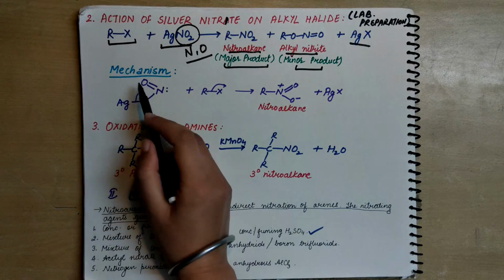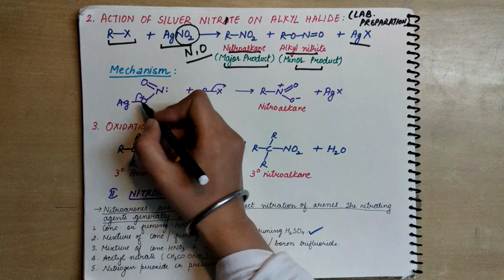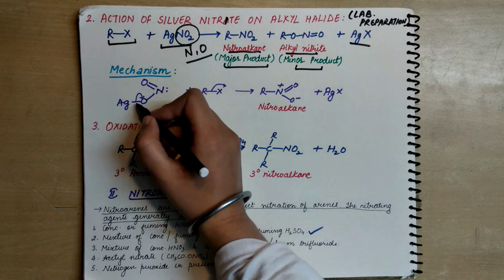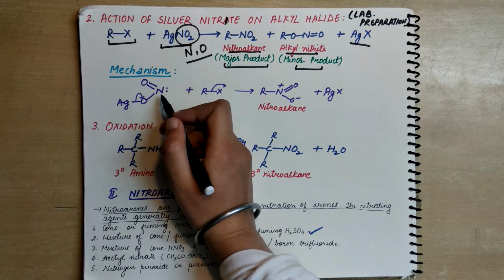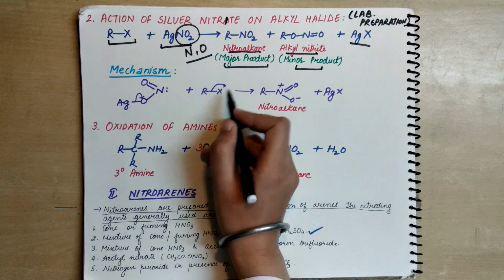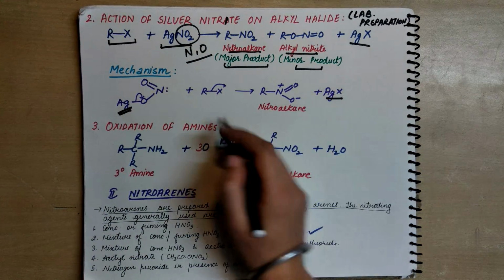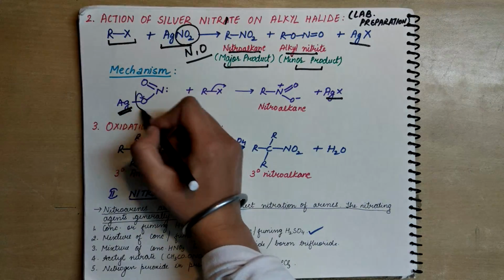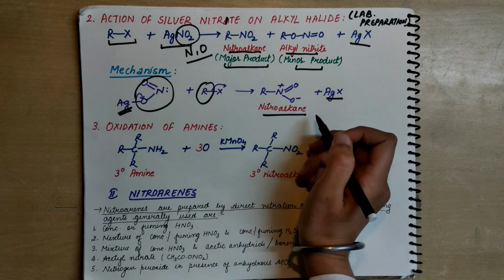The mechanism of this reaction is, this is silver nitrite. Here silver gives its electrons to oxygen to form NO2 negative, and from alkyl halide X negative is released, which combines with this Ag positive to form AgX, and this nitro group plus this alkyl group combine to form nitroalkane.